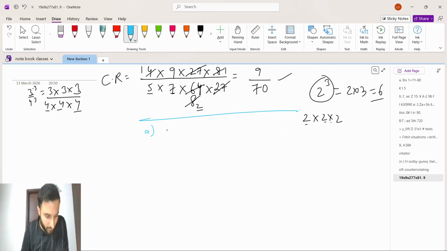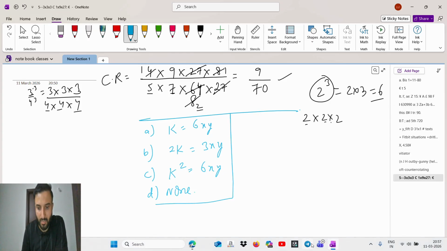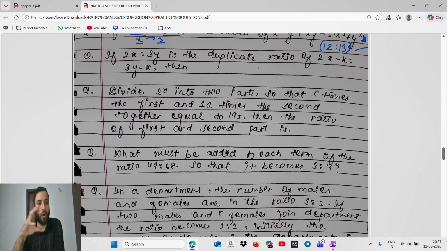Option A is k equals 6xy. Option B is 2k equals 3xy. Option C is k square equals 6xy. Option D is none of these. Very simple, guys. Because this consists of long calculation, we will simplify with the help of this. Yes, trial and error.